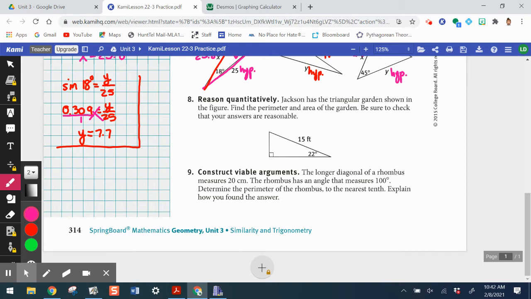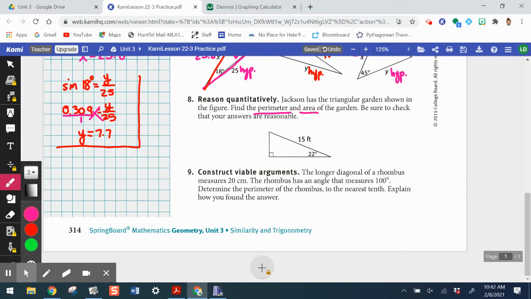So kind of use the things we've learned and some of the properties of these right triangles to help make sure that these answers are actually reasonable. So Jackson has the triangular garden shown in the figure. Our first task is to find the perimeter and then the area of the garden.